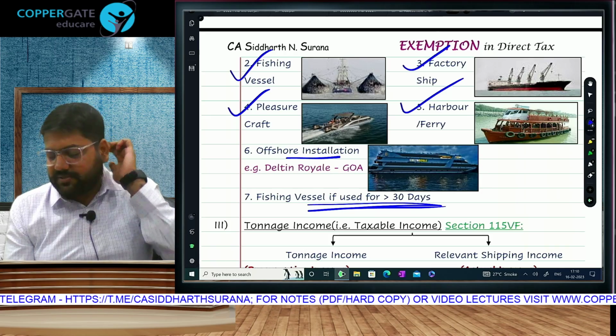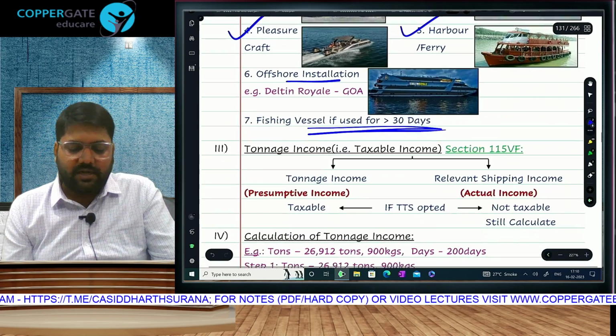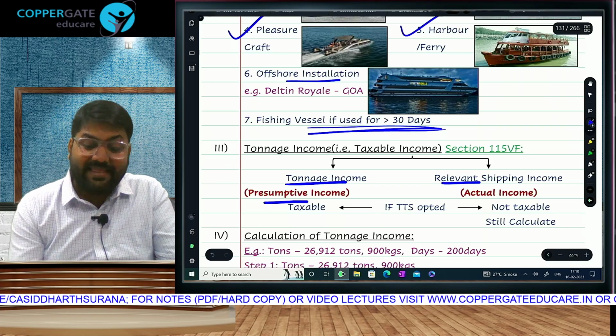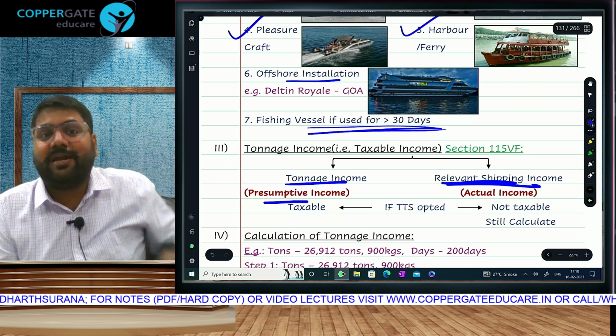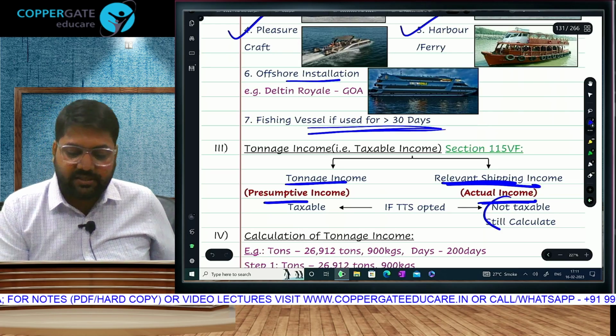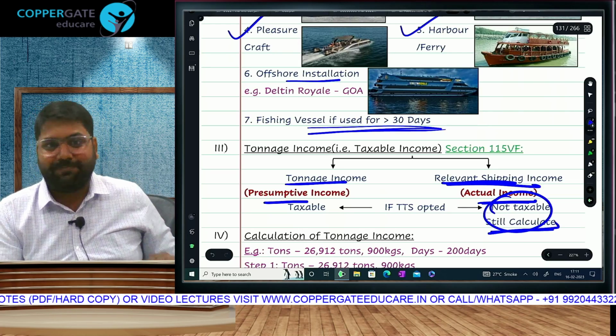Our target is ships engaged in international goods transport. There will be one income, which is the tonnage income, calculated on a presumptive basis, and the relevant shipping income, something that we subtract on the less side in the book profit of MAT, is the actual income as per books of account. This is not taxable, but you have to calculate it to subtract in MAT.